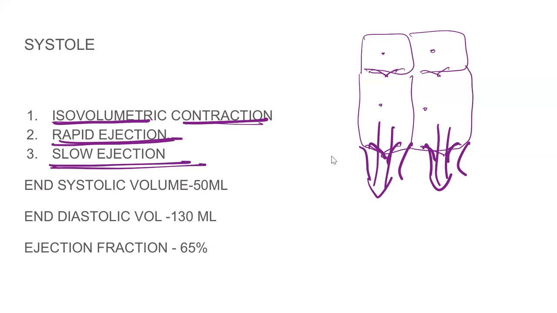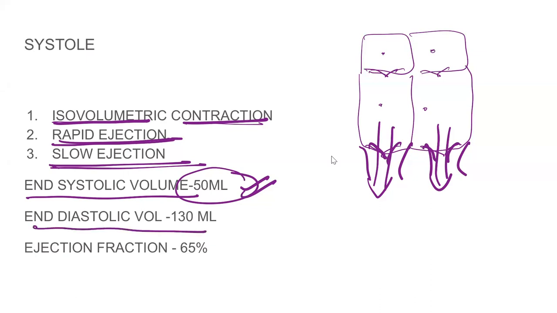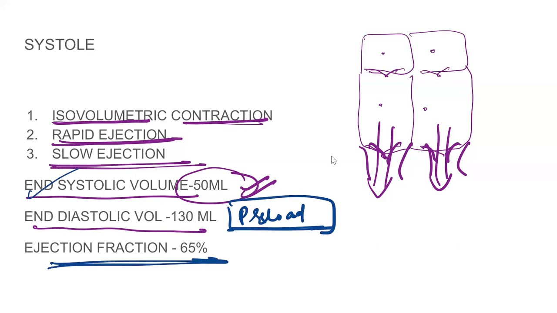Now, what is end systolic volume? So after systole, this volume is left in the ventricles in one cardiac cycle, and this is 50 ml. Okay. While end diastolic volume is the volume that is present in the ventricles before the systole, and this is also known as preload. Okay. And we are talking about each ventricle, that is end systolic volume in each ventricle is 50 ml and end diastolic volume in each ventricle is 130 ml. So basically the ejection fraction is 65%.